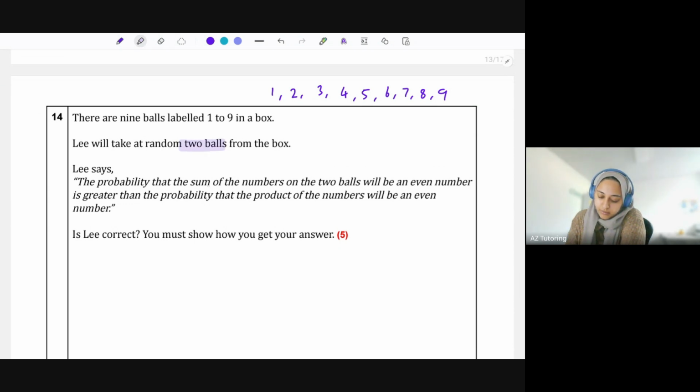He says that the probability that the sum of the numbers will be an even number is greater than the probability that the product of the numbers will be an even number. Sum means add, product means times. Is Lee correct? You must show how you get your answer. So we need to work out some probabilities.